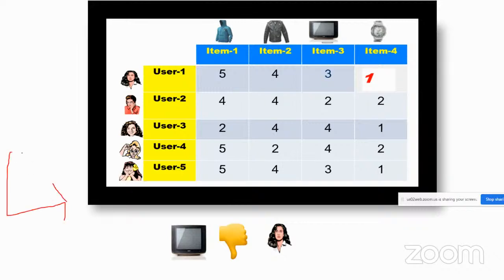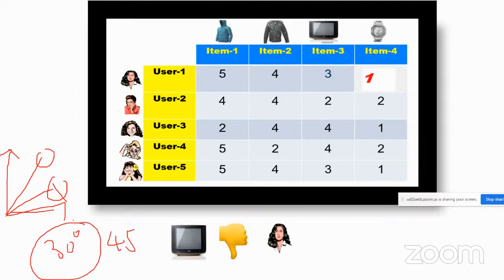We have to make a special coordinate system. This is one user, this is another user. We have to find the similarity between these two users. Let us assume the similarity angle is 30 degrees. And if we take one more user whose angle is 45 degrees, then 30 degrees is very close to the 70 when compared to 45. Therefore, these two users U1, U2 are very close. Like that, we can calculate the angle between two users by using cosine similarity. Based on that, we can go for recommendation.